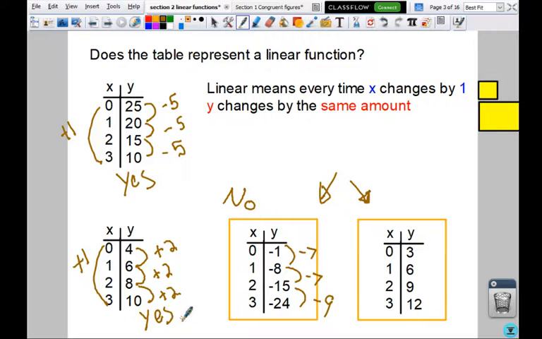All right, and then the second one, pick somebody random again. Moses, how about the second one? Yes. Because, what do they change by each time? 3. Yep. So yes, this one's linear because they change by 3 each time. Okay. That's just kind of the first basic part, and the next one is going to be our more intense stuff.